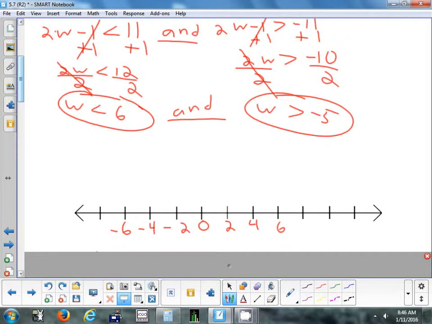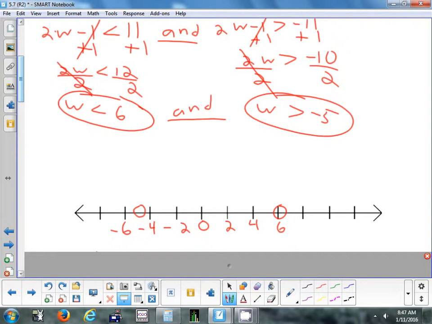All right. What kind of circle are we going to put on 6? Open or closed? Yep, open. What kind of circle on negative 5? Open. They're always the same. And now let's just think in our head before we draw this.